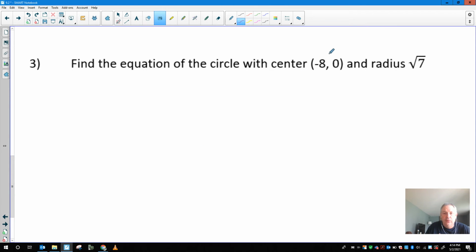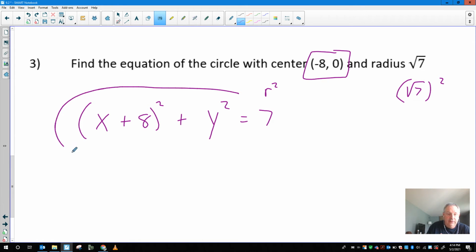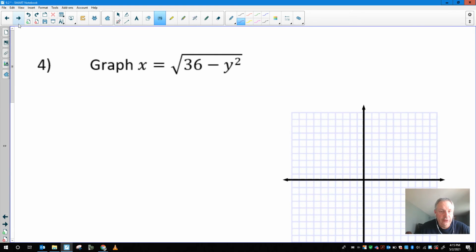All right, number 3, I just wanted to do one where my point has a 0. Sometimes people get confused. So this would just be the quantity of x minus the x coordinate of the vertex. That's going to be x plus 8 squared. And then this is just y minus 0, which is just y squared. And then the square root of 7, this is always r squared. So this is going to be the square root of 7 squared. So it's just regular 7, the square root of 7 squared. Easy enough.